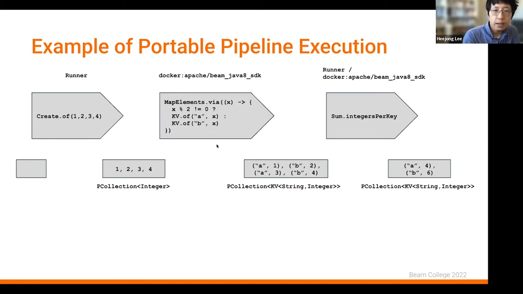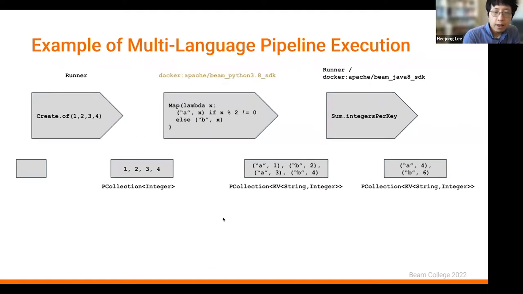So what if we replace this Java Docker image with Python, and also write this map function in Python? So when we replace the PTransform in the middle, it should just work, right? Because the Python SDK also understands what integer means, what string means, and what key value means. So it can just accept the PCollections of integer and also produce a PCollection of key value of string integer.